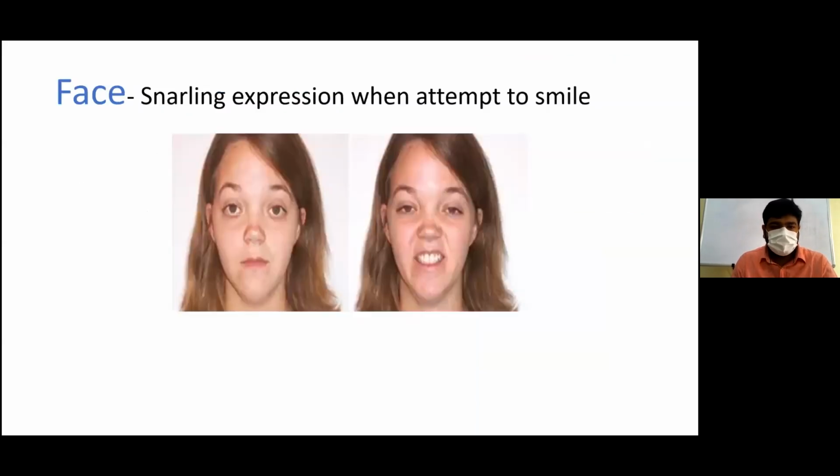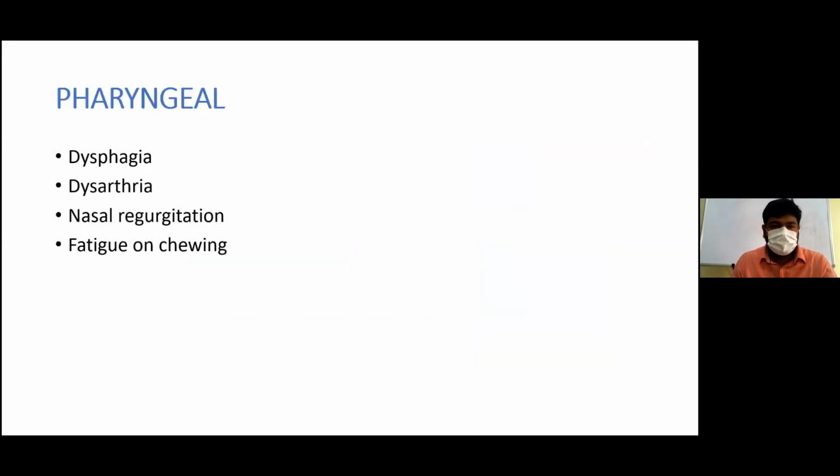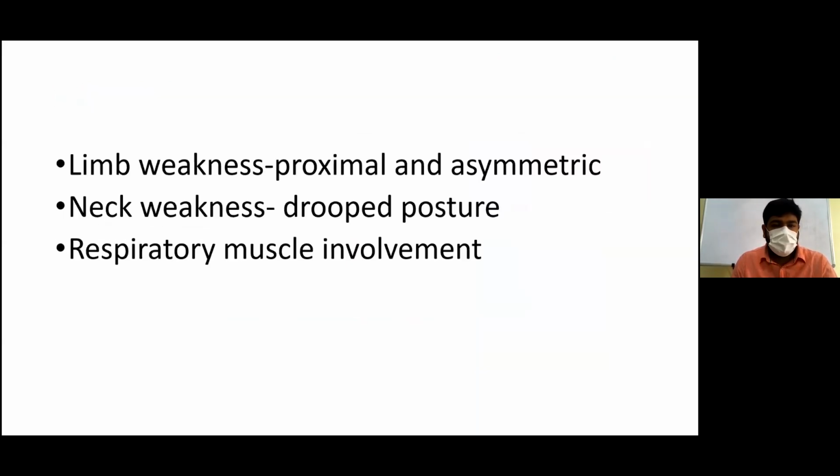Face: when the person is asked to smile, there will be a snarling expression. As you can see here, when the patient is asked to smile, a snarling expression is seen. Pharyngeal involvement includes dysphagia, dysarthria, nasal regurgitation, and fatigue on chewing. Limb weakness is usually proximal and asymmetric. Neck weakness: there is a drooped posture. Respiratory muscle involvement occurs in the later stages of the disease.